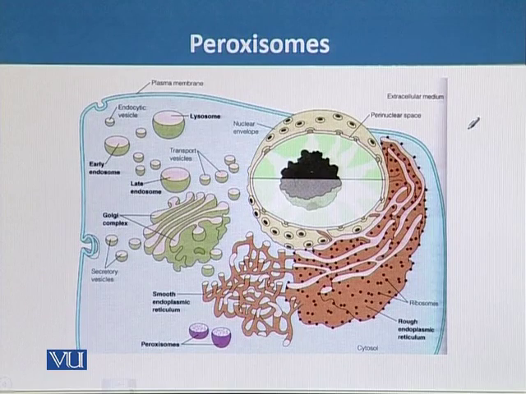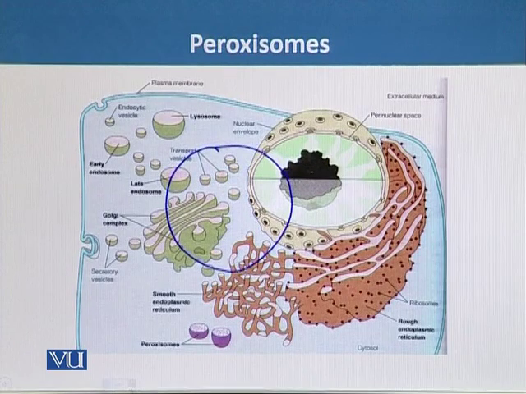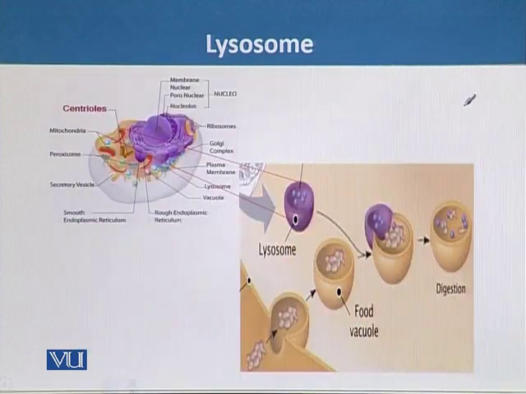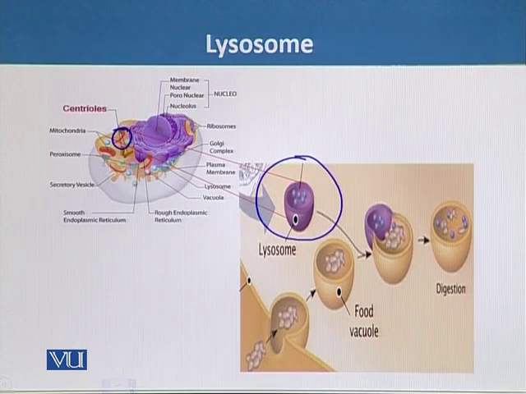Here we can see the very complex structure and the mechanism of the peroxisomes. So next is the lysosome, which is also one of the types of vesicles. Lysosomes are also membrane enclosed vesicles. We can see the location of these lysosomes, and we can see the larger view of these lysosomes.